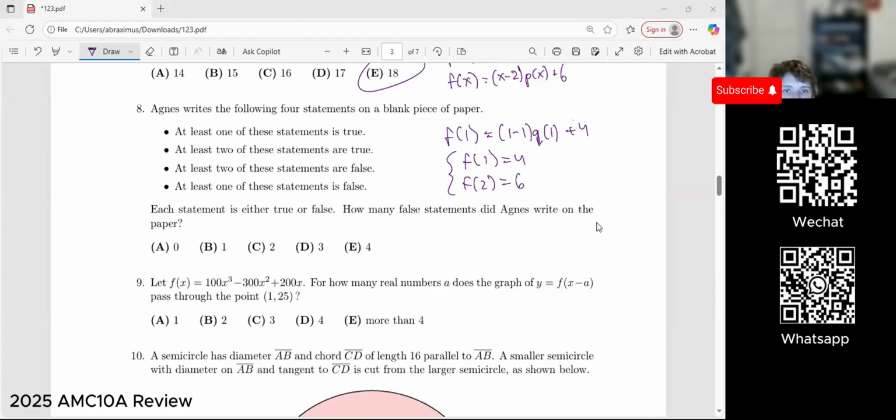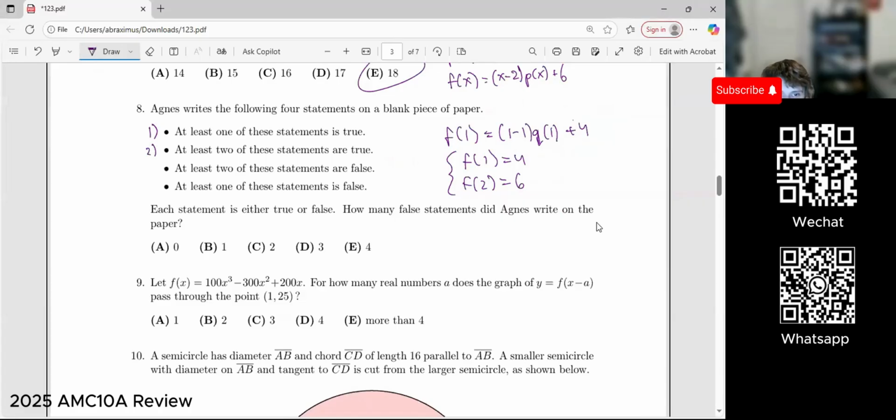Agnes writes down the following four statements on a blank piece of paper. Statement 1: at least one of these statements is true. Statement 2: at least two of these statements are true. Statement 3: at least two of these statements are false. And statement 4: at least one of these statements is false.